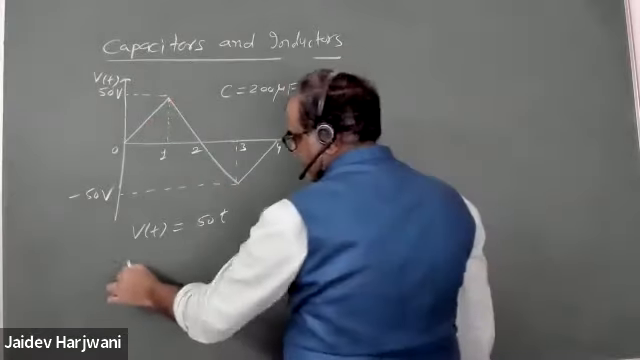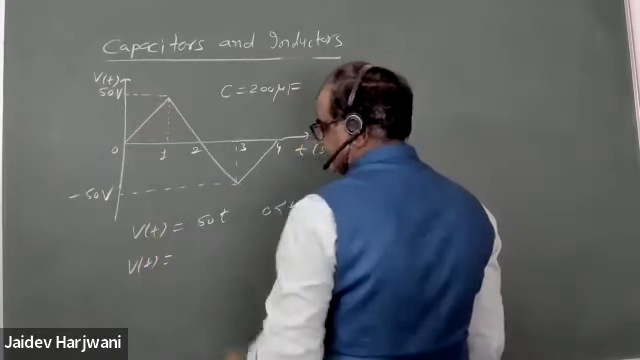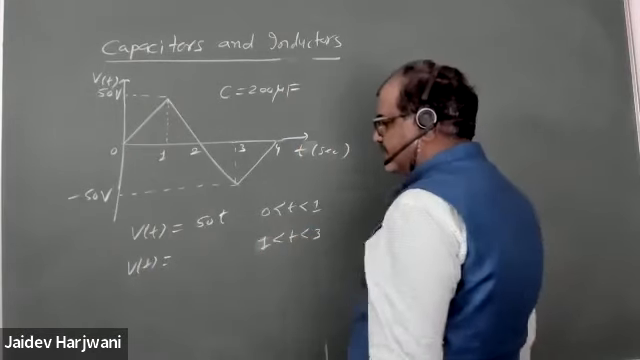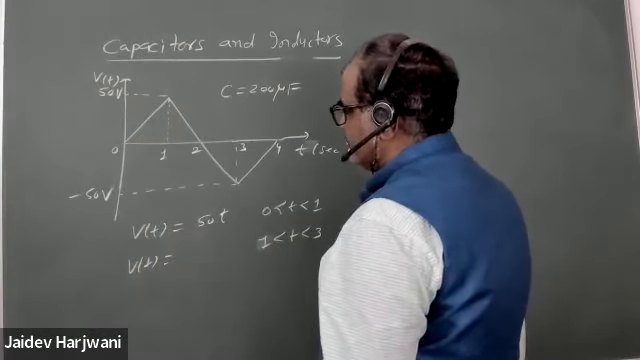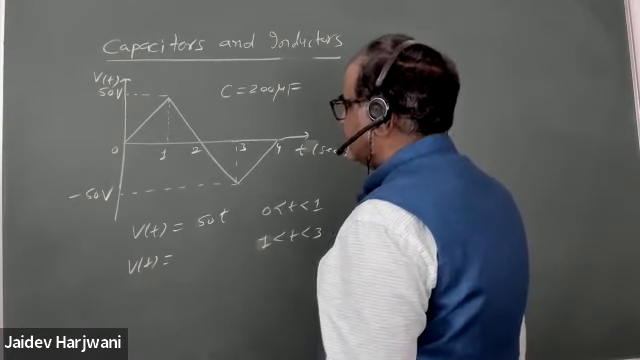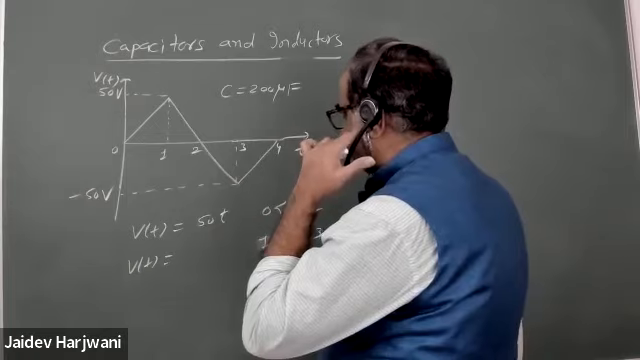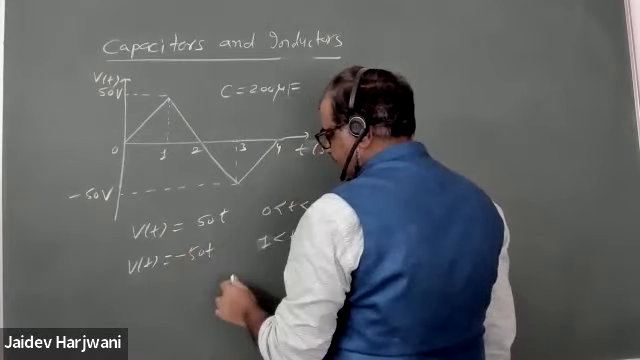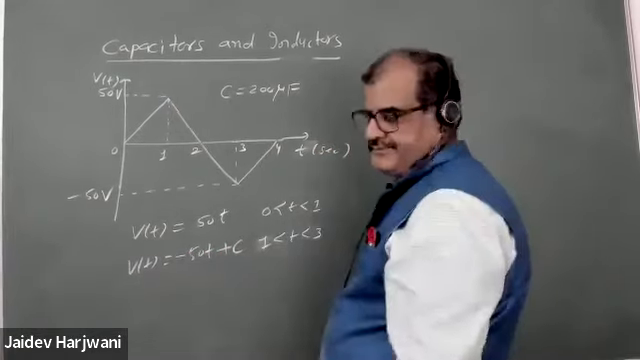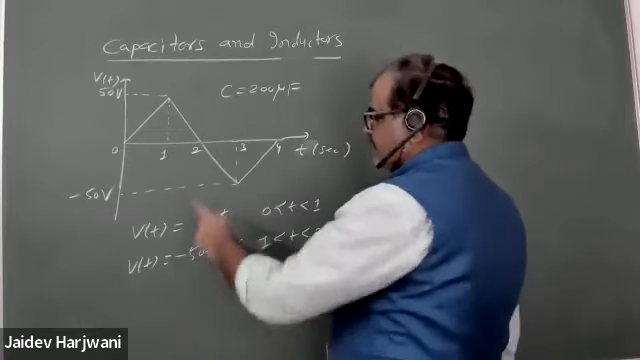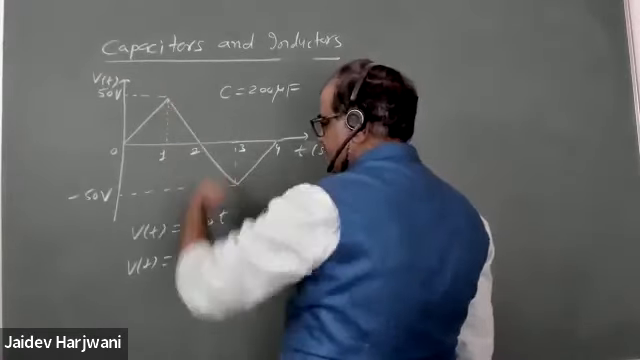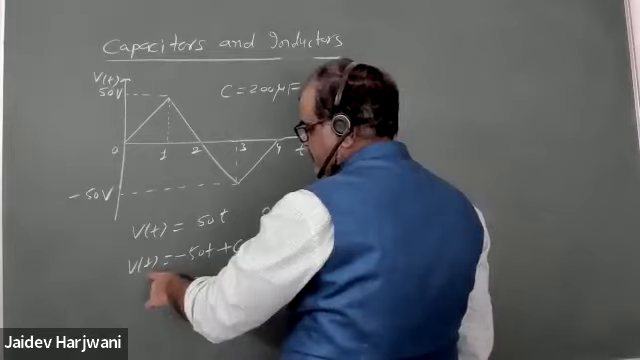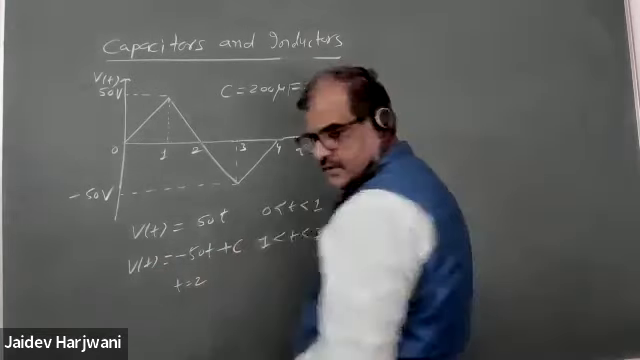So V of t has a time period from 1 to 3 seconds. What should I write as the equation here? How much should I take the slope? The slope is the same, minus 50t plus say a constant C. Now this equation must satisfy these points. If I write t equal to 2 seconds, this becomes 0. So minus 100 and C should be 100.